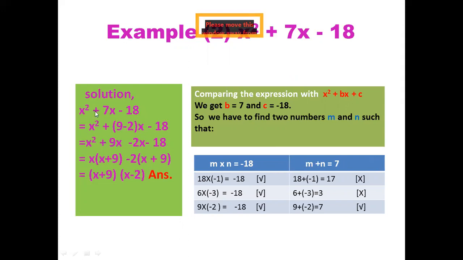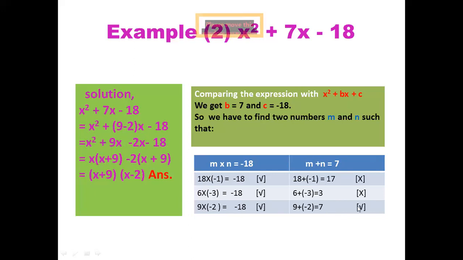And here what we have to do, let's do this product m into n. 18 into minus 1 is minus 18, and 18 plus minus 1 is 17. Here it is correct, here is incorrect. 6 into minus 3, minus 18 is correct, and here 6 plus minus 3 is 3, and it should be 7, that's why it is wrong. And now 9 into minus 2 is minus 18, and this is correct, and 9 plus minus 2 is 7. In this last one, both the remarks are correct.